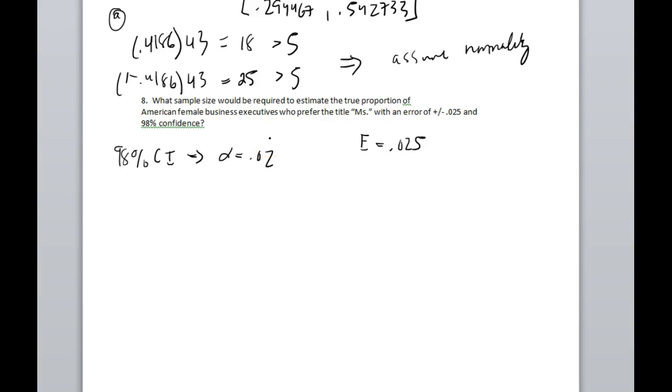Oh, so this is something that we didn't get to talk about, but this is for population proportion, and if we don't have a sample proportion given to us, say we're in a situation where p-hat is not given to us, we assume p-hat is equal to 0.5. So that's what we're going to do here.